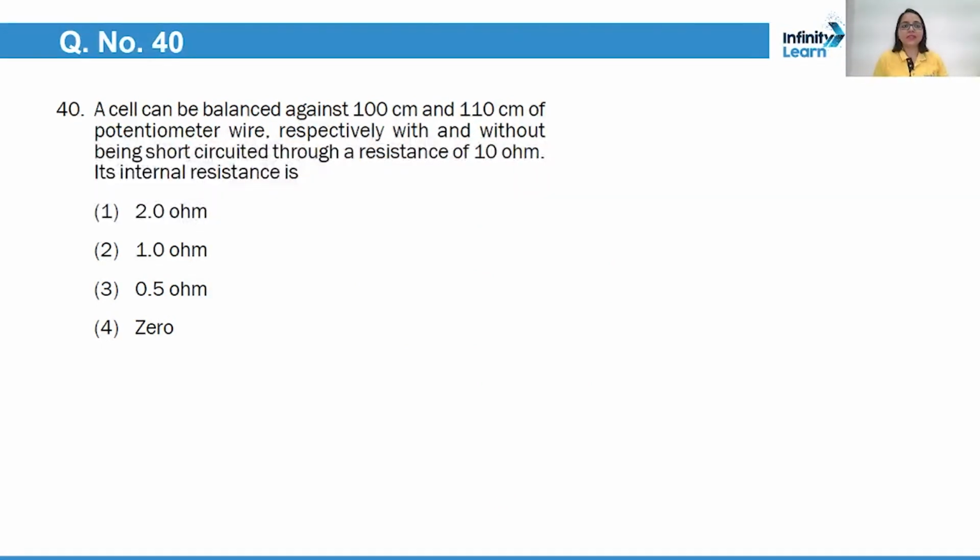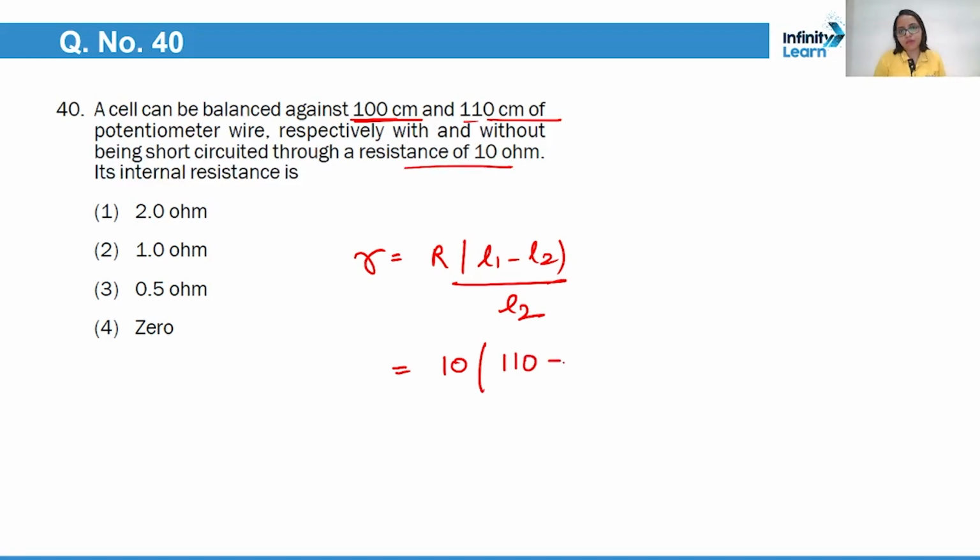Question number 40. A cell can be balanced against 100 centimeter and 110 centimeter of potentiometer wire respectively, without and with being short circuited through a resistance of 10 ohm. Its internal resistance r is. So r over here is given as capital R into (L1 minus L2) divided by L2, right? So capital R is 10, L1 is 110 minus 100, divided by 100. So this will be 100 upon 100, and that equals 1 ohm. So internal resistance over here is given as 1 ohm.